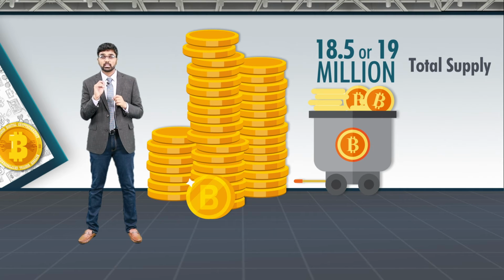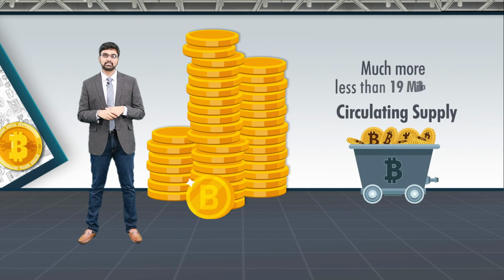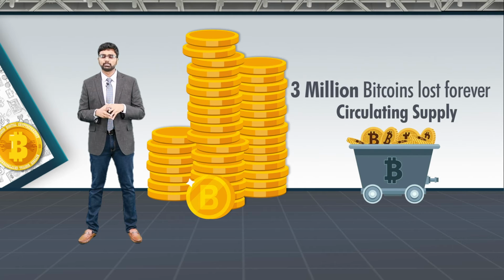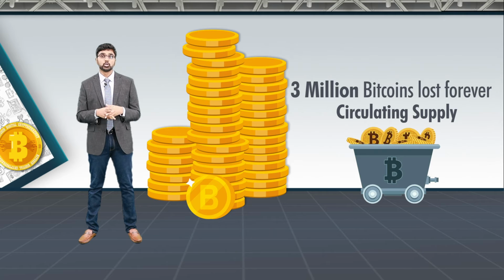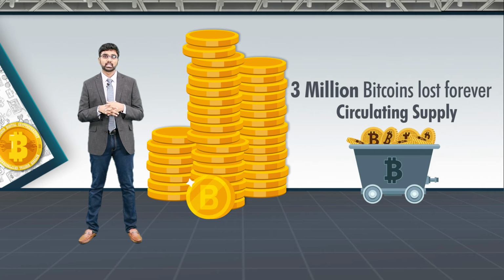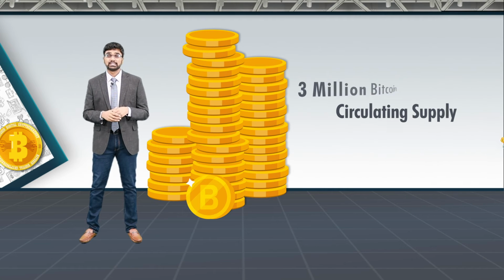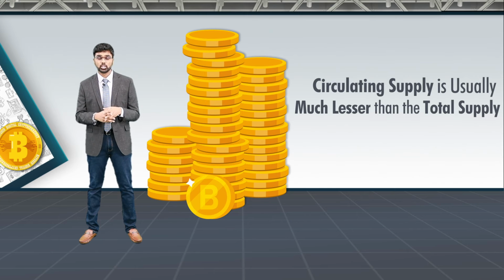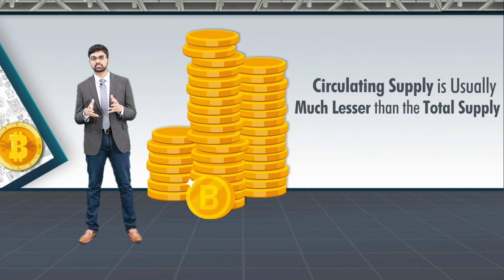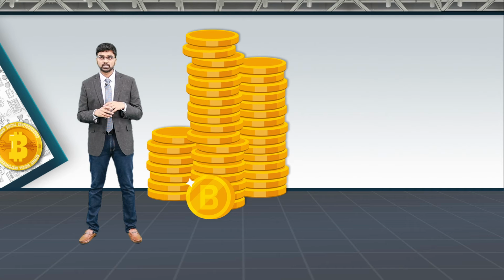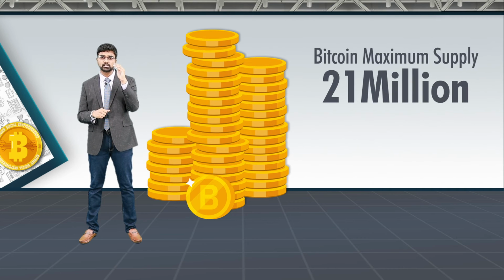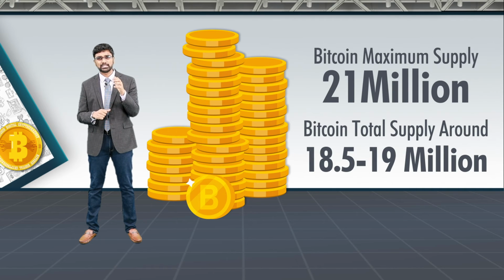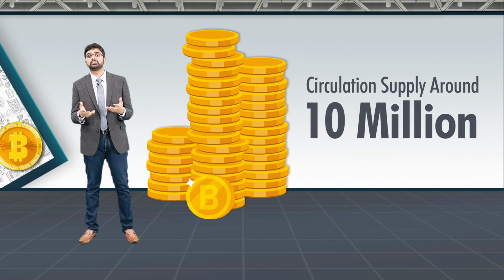This is total supply. The circulating supply will be much less than this 19 million because 3 million Bitcoin are lost forever, so we cannot take it back. There might be large whales or exchanges who have collected this Bitcoin and they're not trading, and it can be used up by various kinds of organizations. The circulating supply is usually much lesser than the total supply, which is much lesser than the maximum supply. So again, to reiterate, Bitcoin's maximum supply is 21 million. The total supply is around 18.5 million, but the circulating supply might be around 10 million.